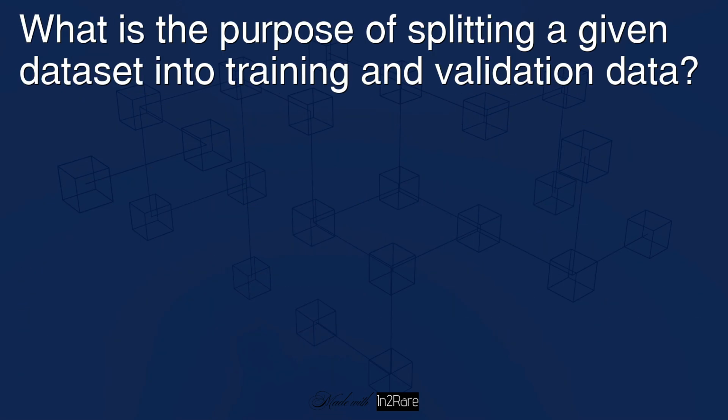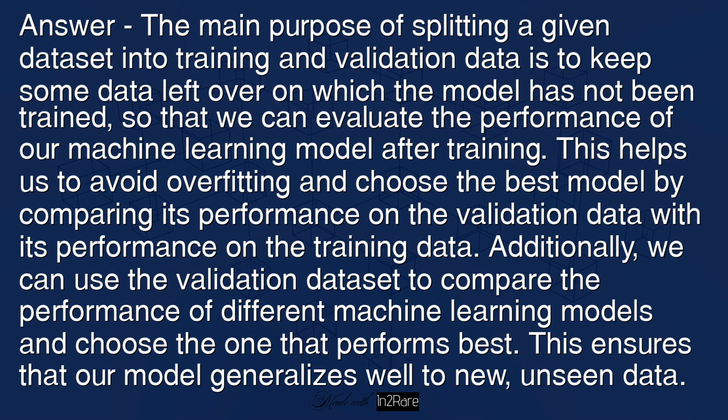What is the purpose of splitting a given data set into training and validation data? Answer: the main purpose of splitting a given data set into training and validation data is to keep some data left over on which the model has not been trained, so that we can evaluate the performance of our machine learning model after training. This helps us to avoid overfitting and choose the best model by comparing its performance on the validation data with its performance on the training data. Additionally, we can use the validation dataset to compare the performance of different machine learning models and choose the one that performs best. This ensures that our model generalizes well to new, unseen data.